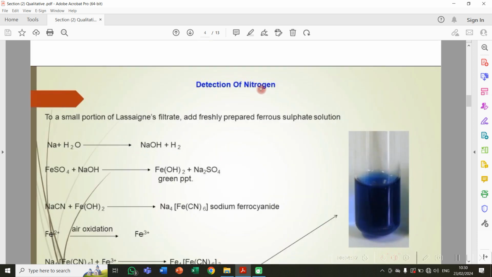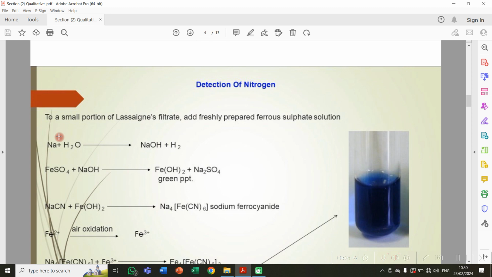First of all, to detect the nitrogen. Nitrogen is represented by what? By the sodium cyanide. All the nitrogen is converted to sodium cyanide. How do we detect the nitrogen? We put freshly prepared ferrous sulfate. This is the ferrous sulfate. We put freshly prepared ferrous sulfate. First of all, what happened?